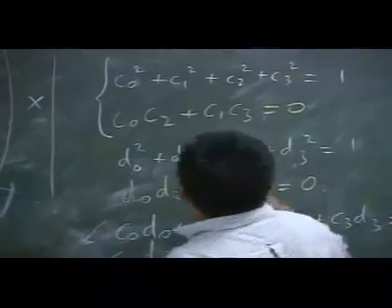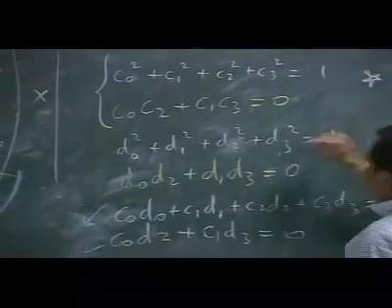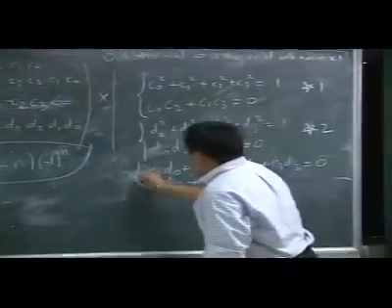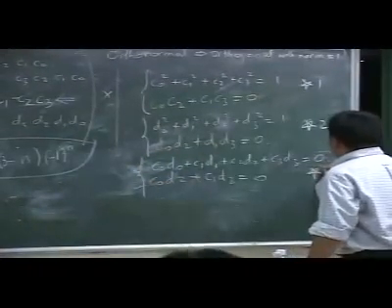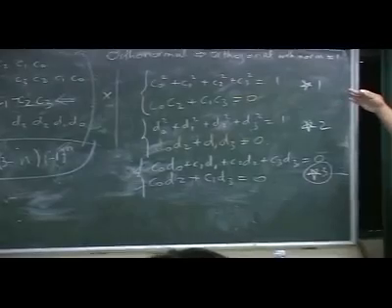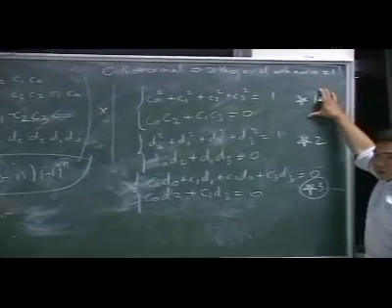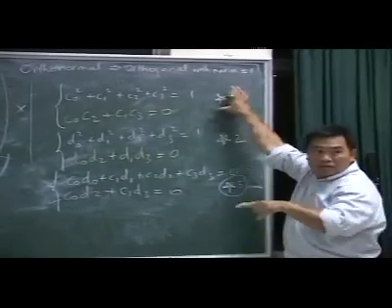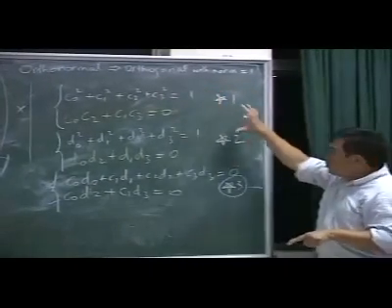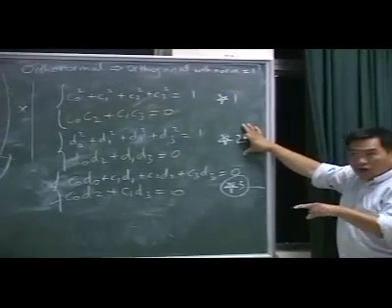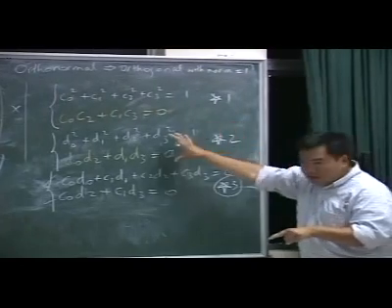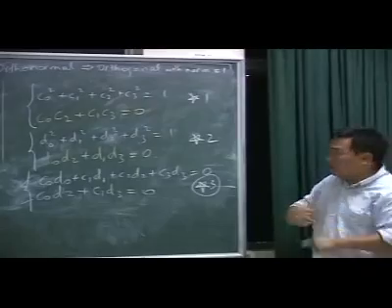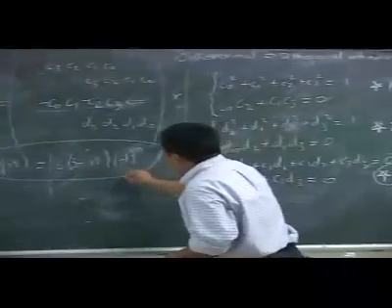We're going to call it star 1, this is star 2, and this is star 3. Okay? There are 3 groups. The first group is dealing with orthogonality and orthonormality within C. Star 2 is dealing with the orthonormal condition on D. And star 3 is the cross orthogonality. Okay? And star 4.